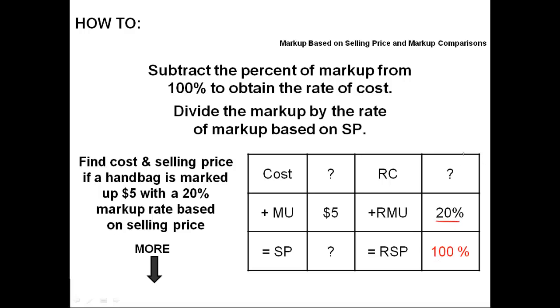If we're doing markup based on selling price and we know the markup percent, then we can simply subtract that markup rate from 100, and that'll give us the cost rate. So subtract the percent of markup from the 100 to obtain the rate of the cost, and then divide the markup by the rate of the markup based on selling price.